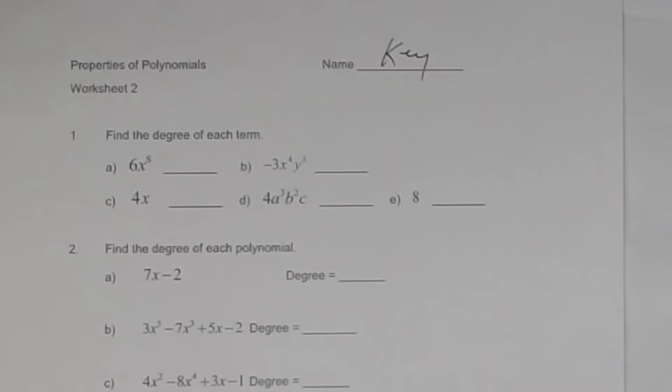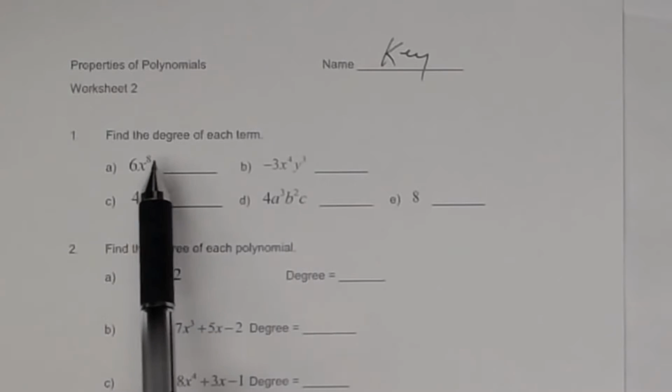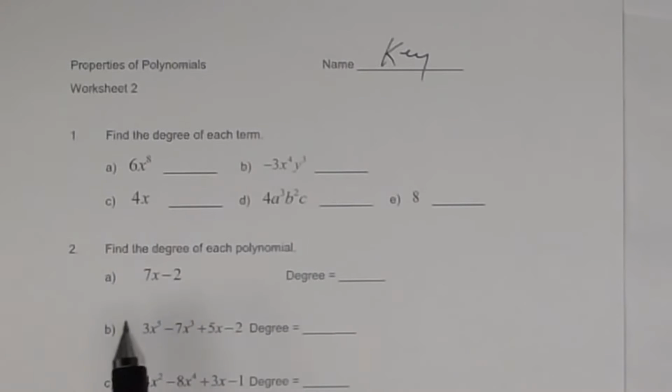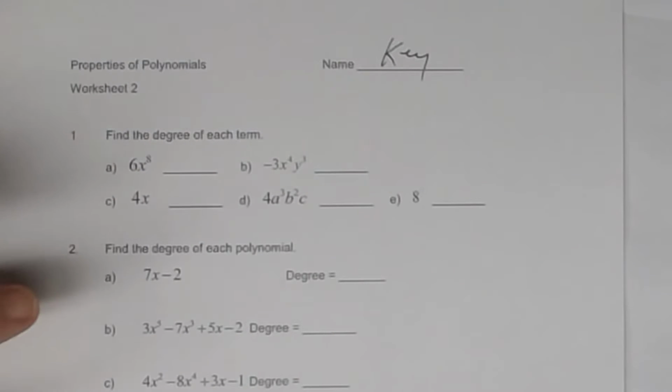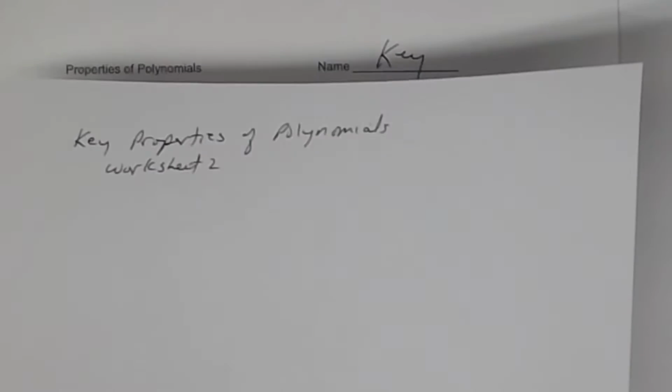All right, this is a key to the worksheet on properties of polynomials, and in each of those problems you're asked to find the degree of, in this case each term, and in this case the polynomial. All right, so let's talk about number one. And you can't see the exponents very well, so I'm going to just go ahead and write these here.